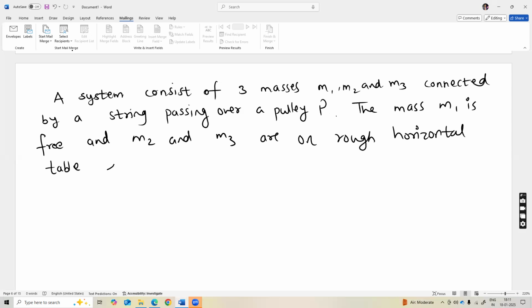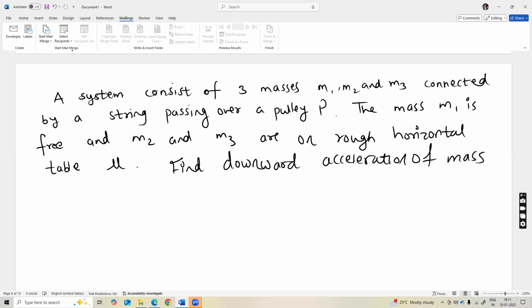With coefficient of friction mu. The pulley is frictionless and of negligible mass, so the pulley is not involved in this. Find out the downward acceleration of mass m1, and they have given m1 is equal to m2 is equal to m3 is equal to m.